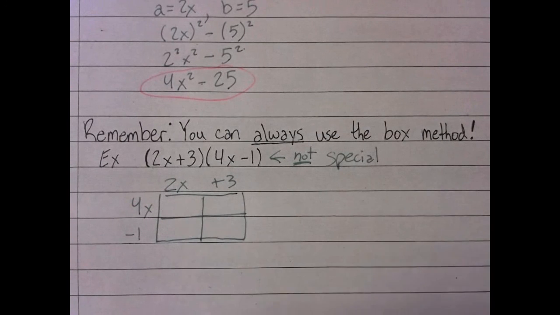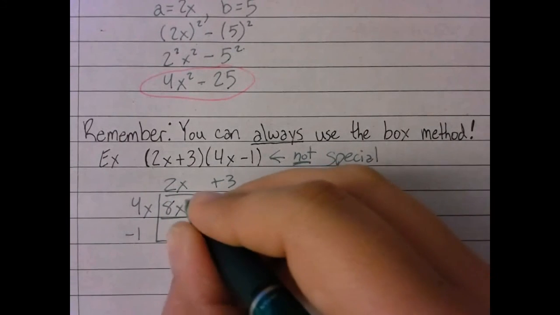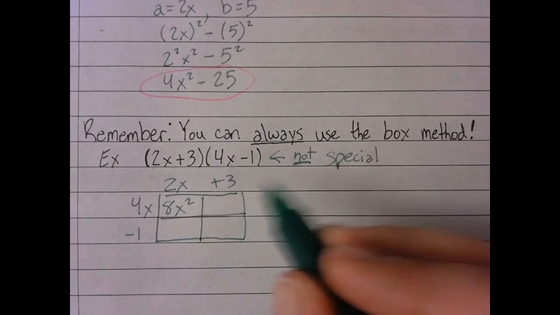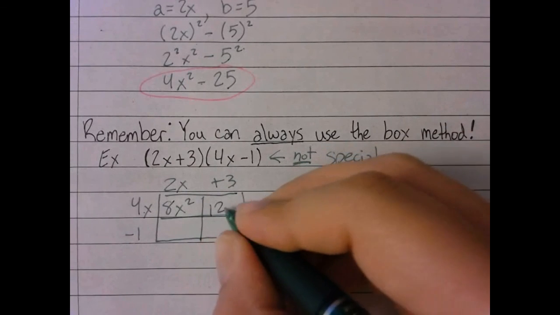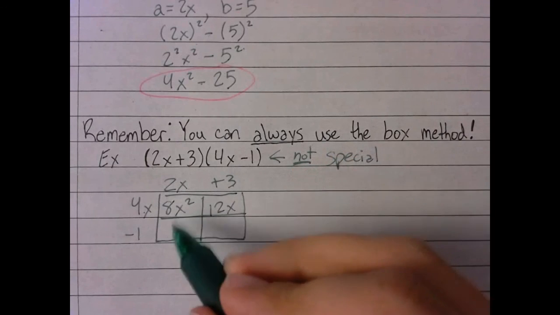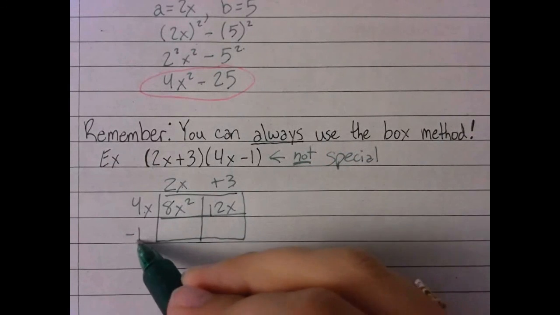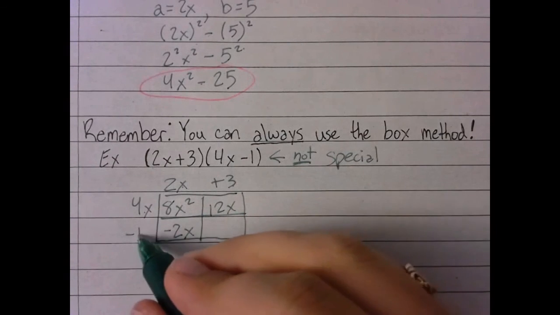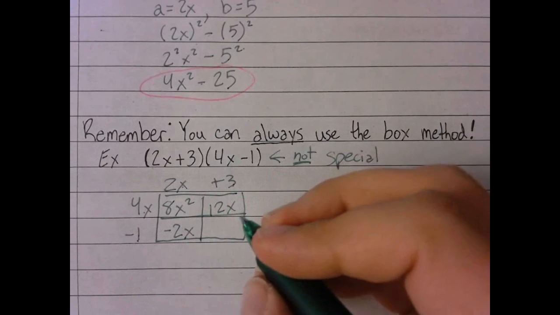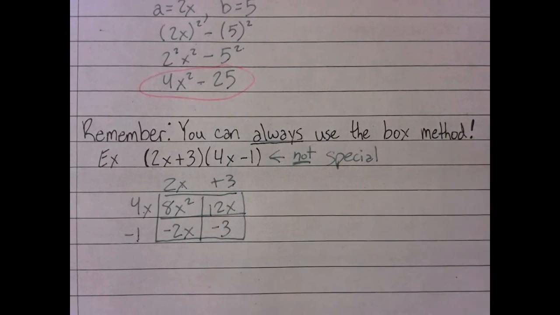So top left box, 4x times 2x, that's 8x squared. Top right box, you get 4x times 3, which is 12x. Bottom left box, 2x times negative 1 is negative 2x. And bottom right box, negative 1 times 3 is negative 3.